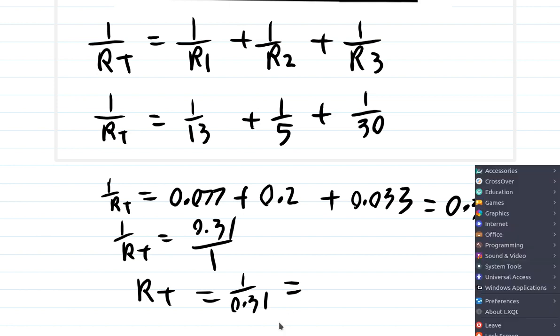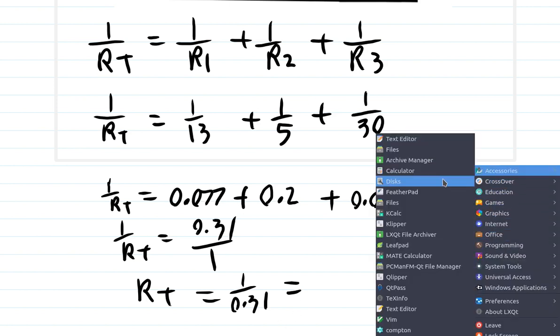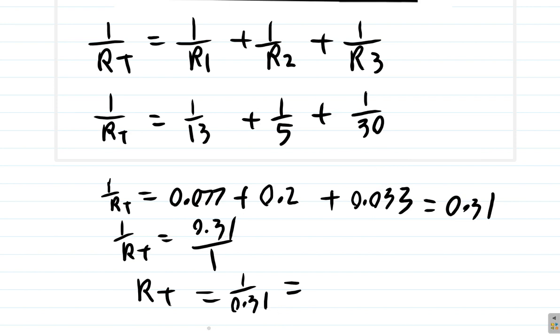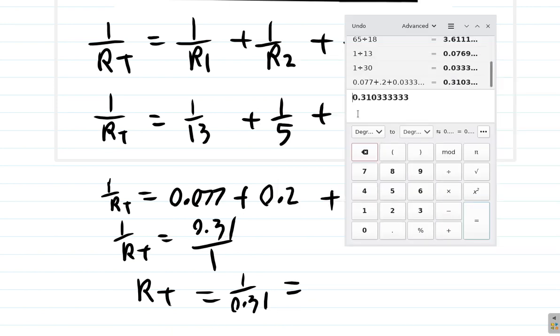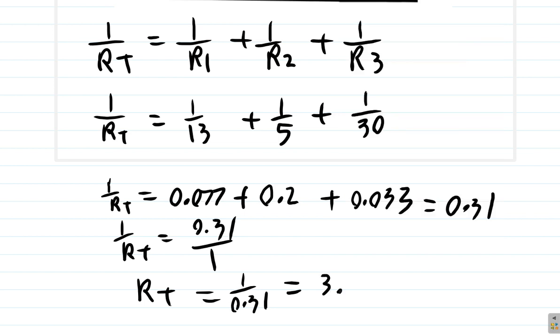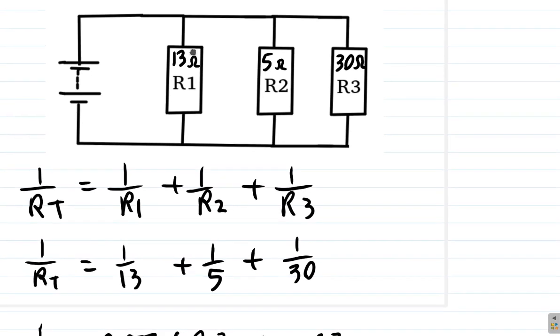So what does all of this amount to? Let us see. 1 divided by 0.31 equals 3.2 ohms. So total resistance is 3.2 ohms.